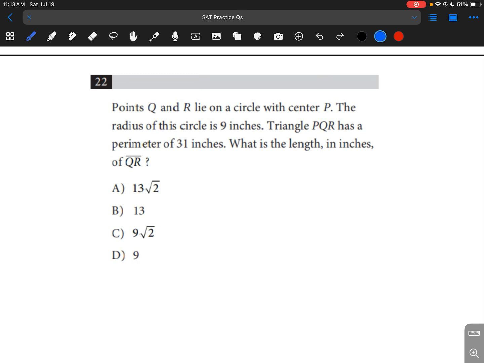So for this question, it's saying that you need to find the perimeter of some triangle that is baked inside of some circle. And usually when you see circles and triangles, you probably think a special triangle, and it doesn't help that they have these radicals here.